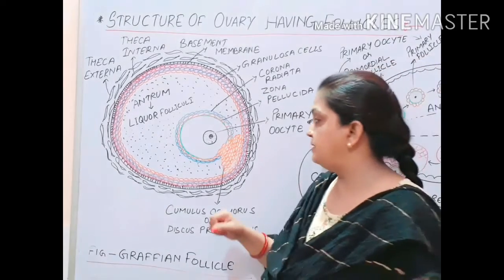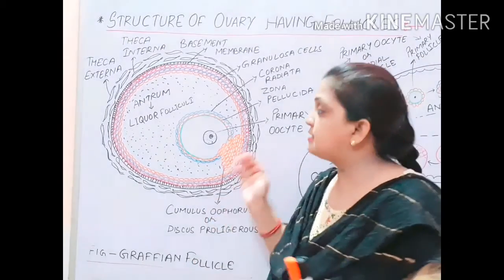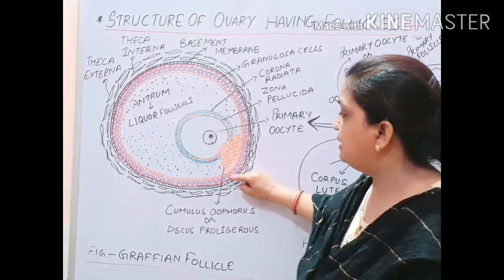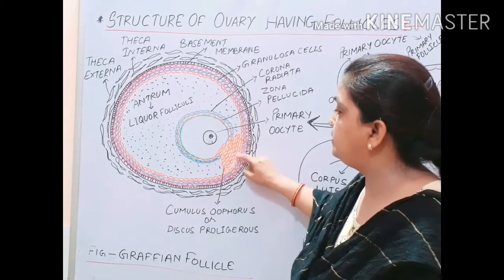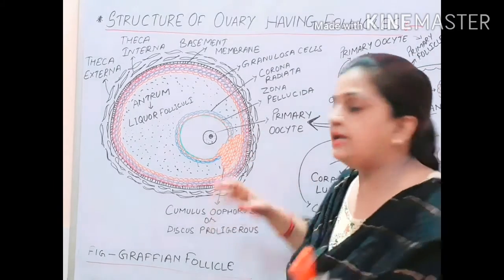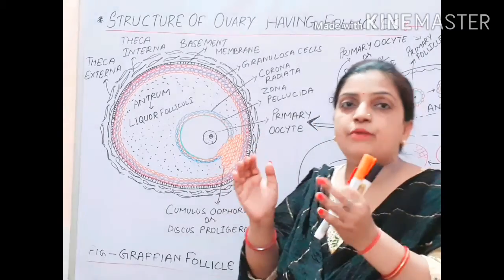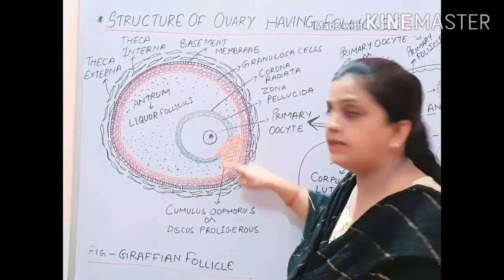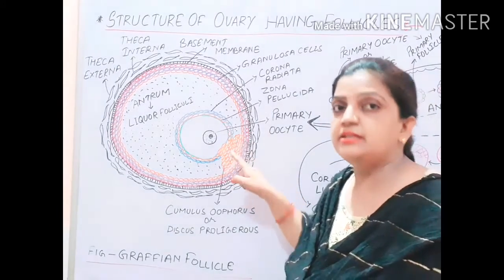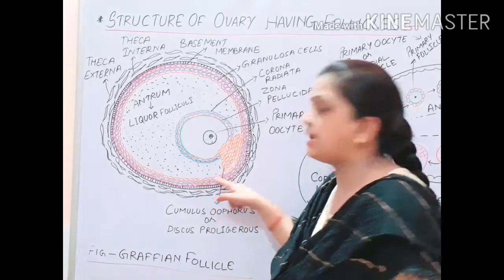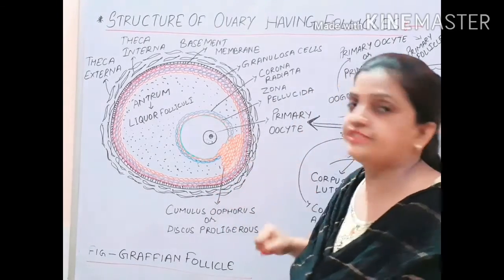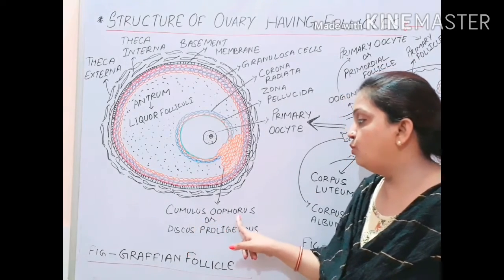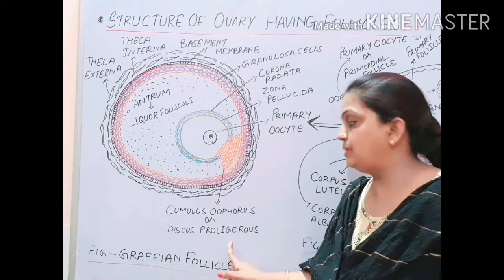Now children, what happens? At a position when this Graafian follicle becomes completely mature, at a portion on the inner side, the cells get piled up, they form a hillock of cells, a mass of cells. You can see that a mass of cells is collected over here, and this mass of cells, children, is also made up of the same granulosa cells. And this hillock of cells is called cumulus oophorus or discus proligerus.